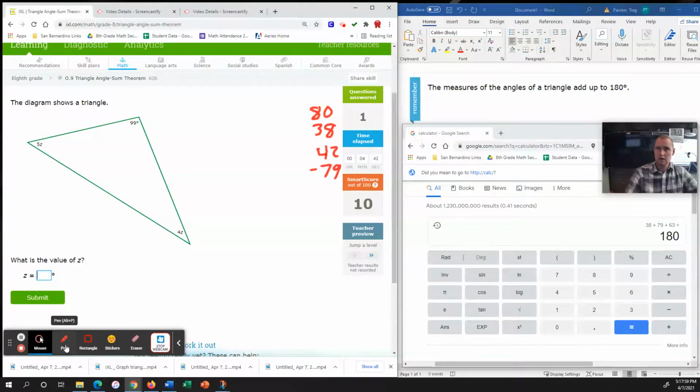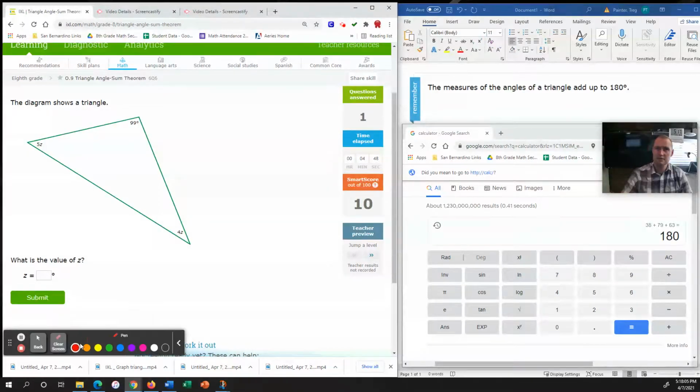Okay. Let's go ahead and clear the screen. Keep it up with the same concept. We got 99 plus 5Z plus 4Z equals 180. So now they're being kind of sneaky because they're giving us two variables. But they're the same variable. It's fine.